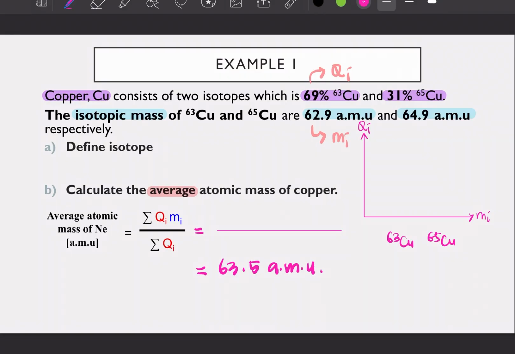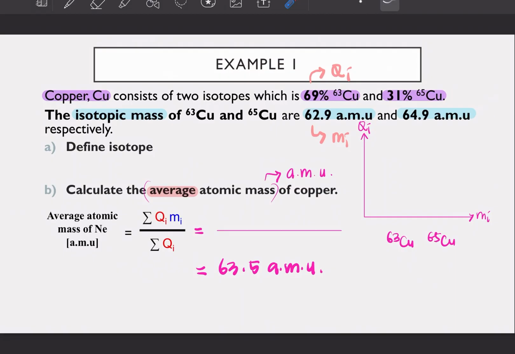So, awak punya average atomic mass of copper tu, average atomic mass, it will have unit AMU or not? It will have unit. Okay, it will be in AMU. Sebab dia tak ada cakap relative. Betul tak? So, simple je lah. Awak akan guna this formula. Okay, so kita dah ada this information. So, awak masukkan je lah.